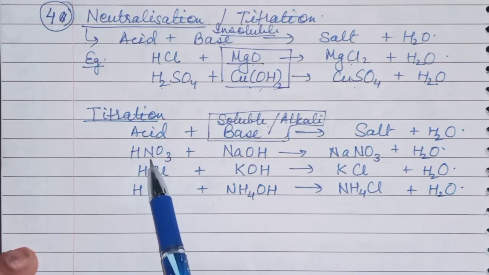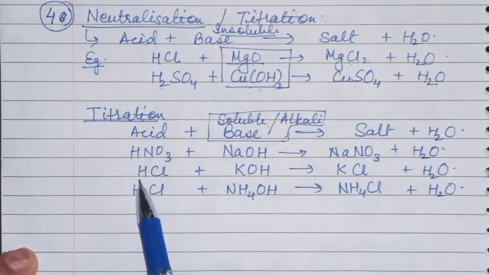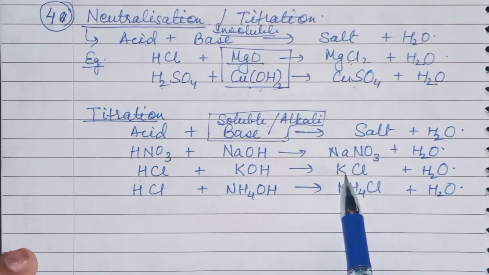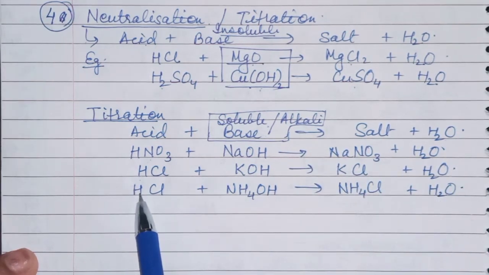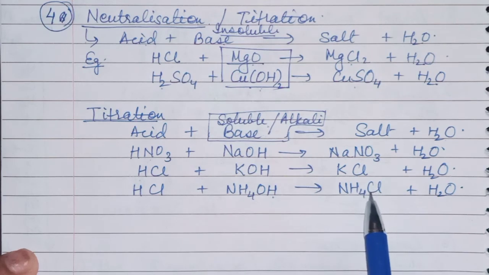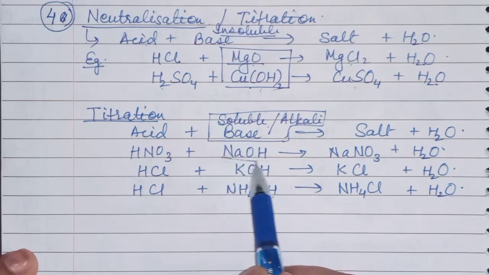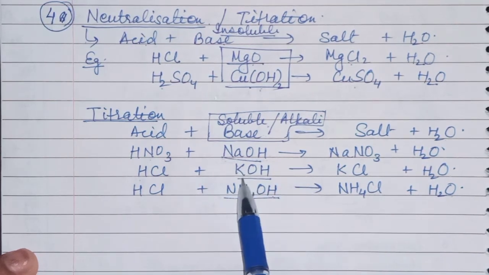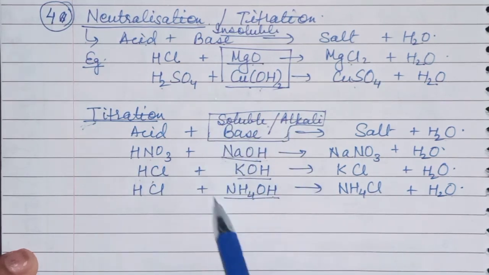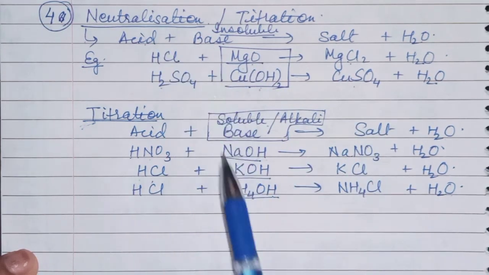Now examples: nitric acid, HNO3, with NaOH, an alkali, will give sodium nitrate and water. Hydrochloric acid with KOH, also an alkali, will give potassium chloride and water. And HCl with ammonium hydroxide, also an alkali or soluble base, will give ammonium chloride and water. So children, whenever sodium hydroxide, potassium hydroxide or ammonium hydroxide reacts with an acid, this process is titration. For any base other than these three, it is a neutralization reaction.